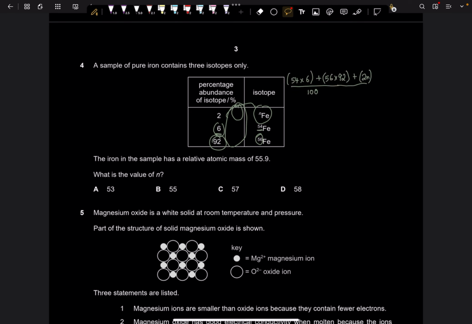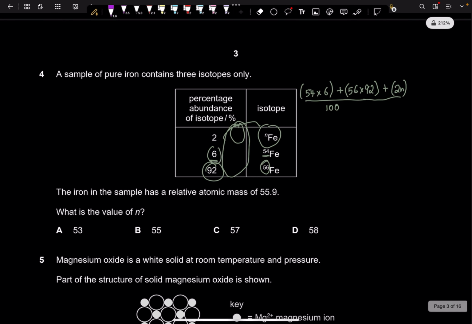Okay, so the answer should be equal to 55.9. Can we find out the value of n from here? That's easy. We simply have to cross multiply. That's a simple algebraic expression.